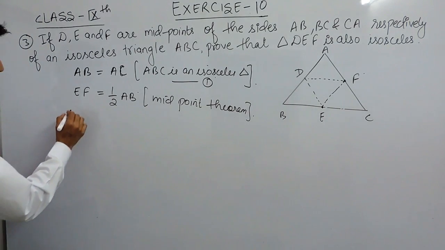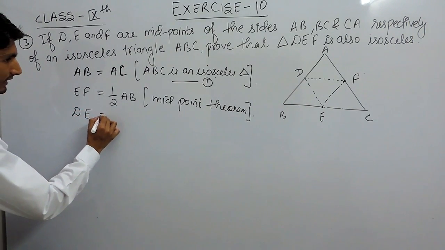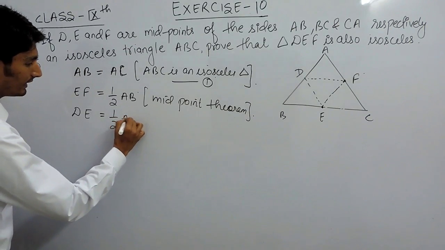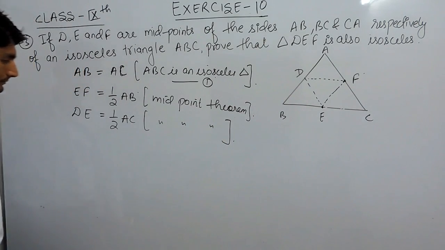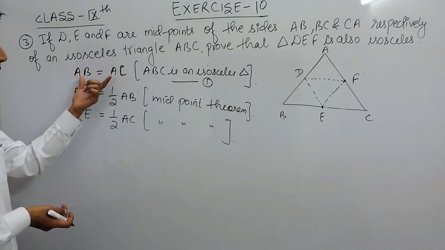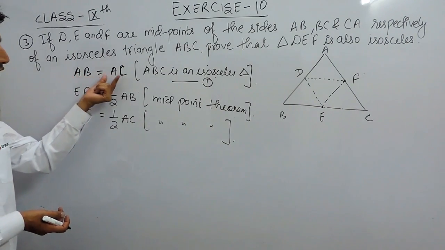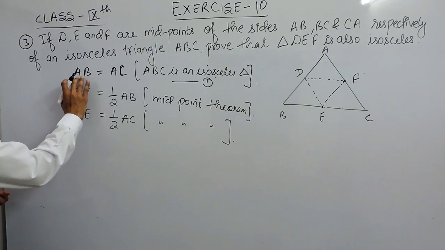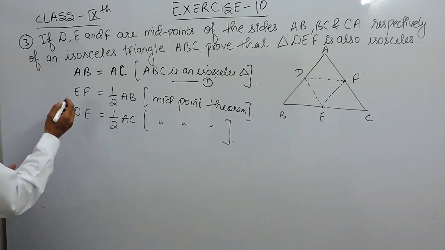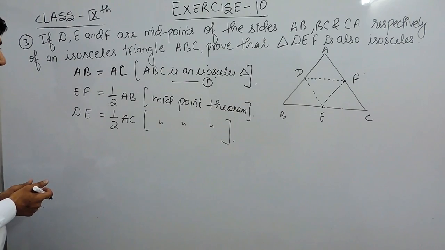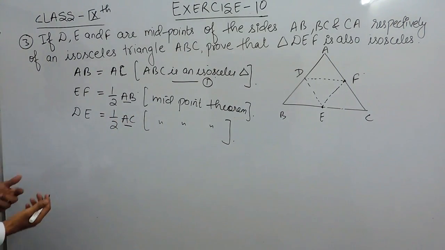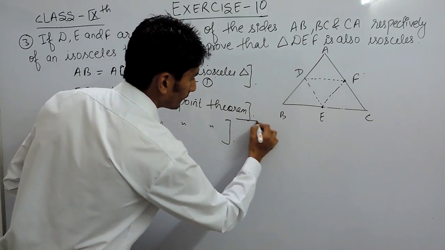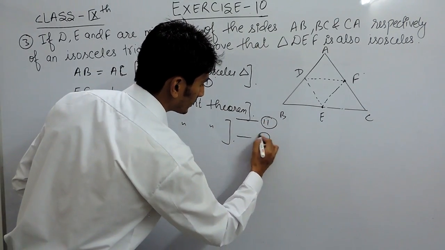And similarly, DE again should be equal to half of AC. This is again because of the midpoint theorem. And we know from the first equation that AB is equal to AC. So if AB and AC are equal, clearly their halves should also be equal. So half of AB and half of AC must be equal. So this is the second equation, this is the third equation.